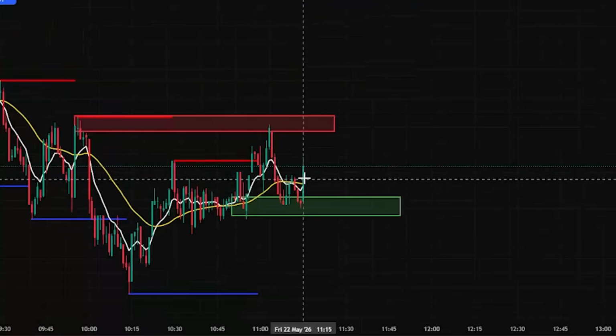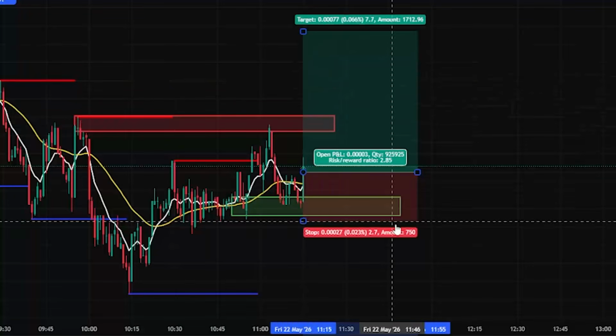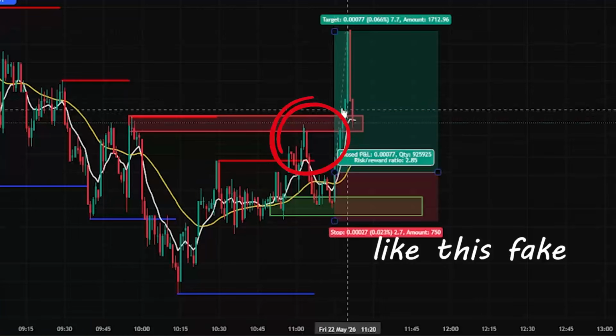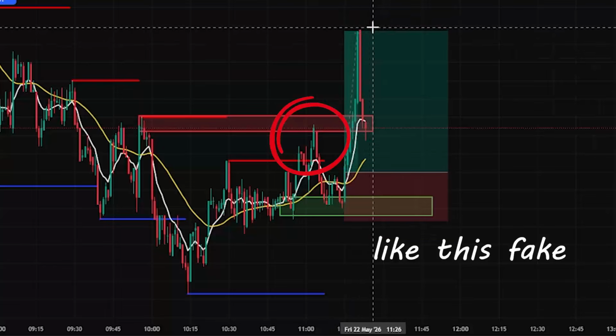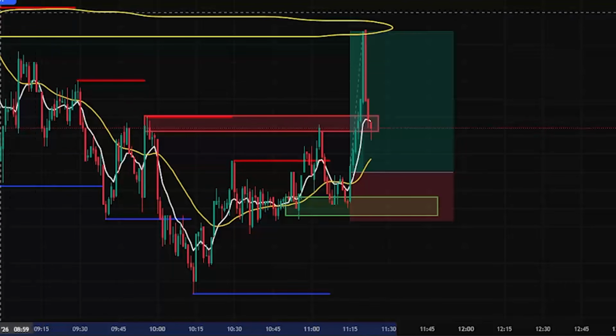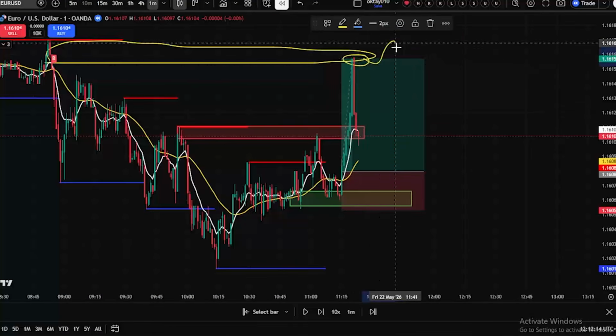Checking EMAs, EMA 9 above EMA 21 implies short-term bullish trend. This means that if the price breaks the resistance at 1.1500, there is a possibility of a continuation of the bullish trend, but we need to see confirmation from volume.